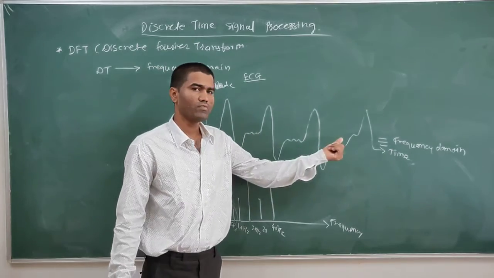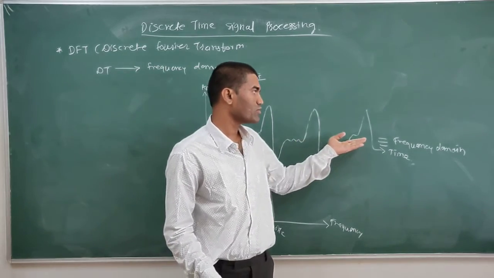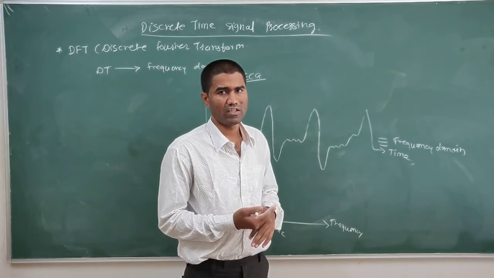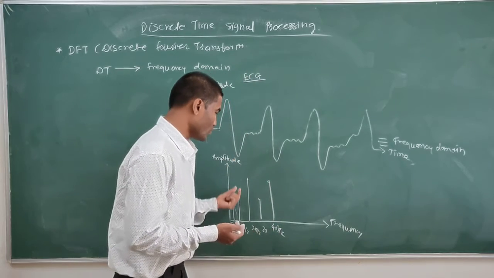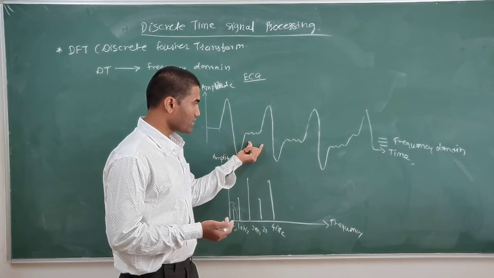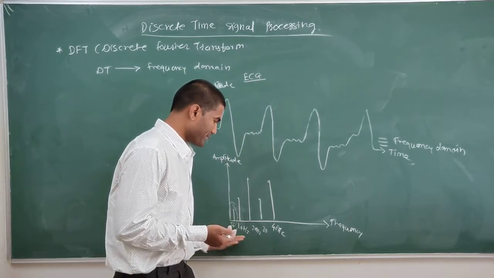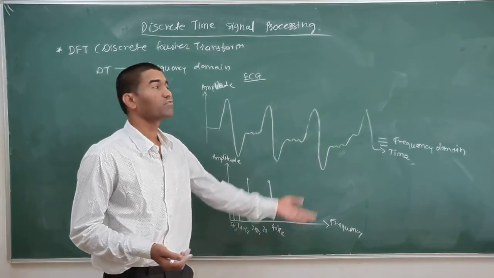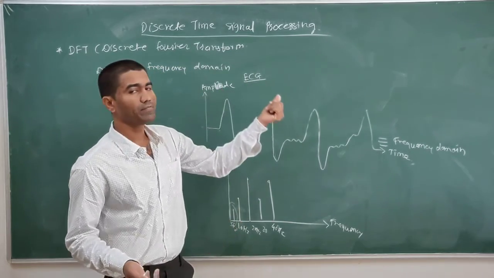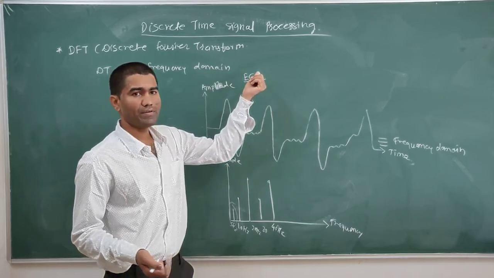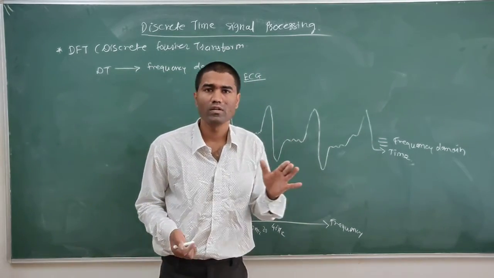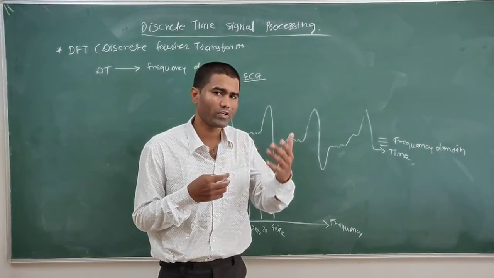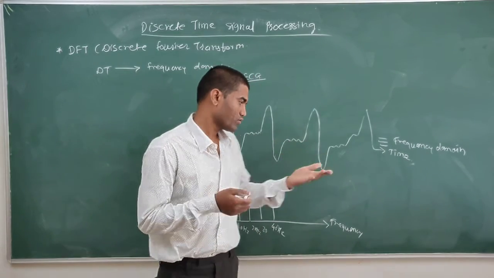But if you are just watching the time signal, we are not able to diagnose whether the ECG is faulty or the heart activity has changed in some part. So to find out which kind of frequencies are present in this signal, we have to go for frequency domain analysis. That's why we use different frequency domain analysis tools like the Laplace transform, Z transform, DFT, STFT (short time Fourier transform), Fourier transform, wavelet transform, and so on.